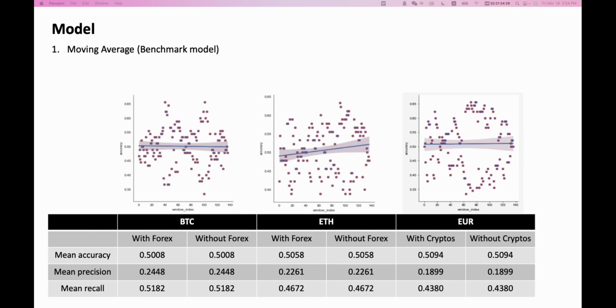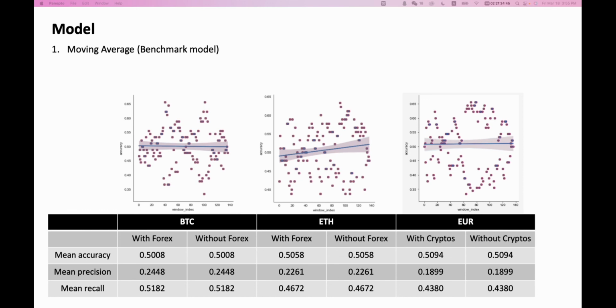For this model, including conventional currencies information or not does not make any difference. Thus, the performance of them are all equal. This benchmark model can achieve around 0.5 accuracy, 0.2 precision, 0.45 recall in the 3 cases.